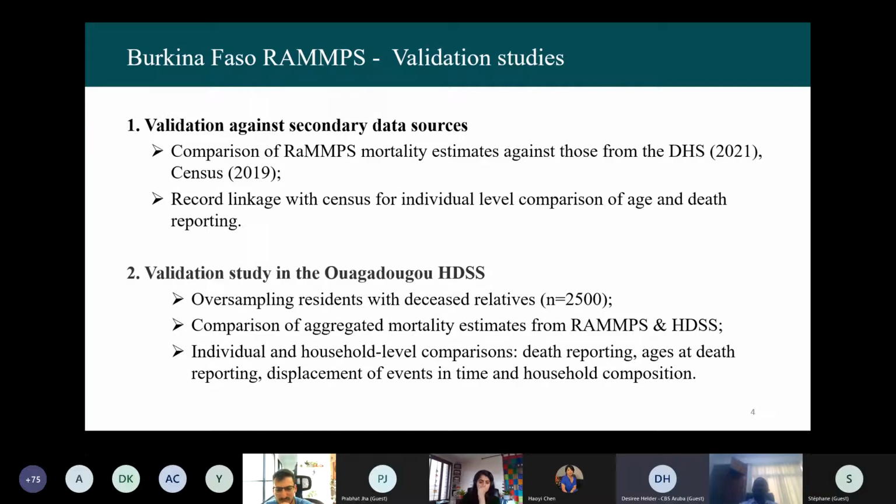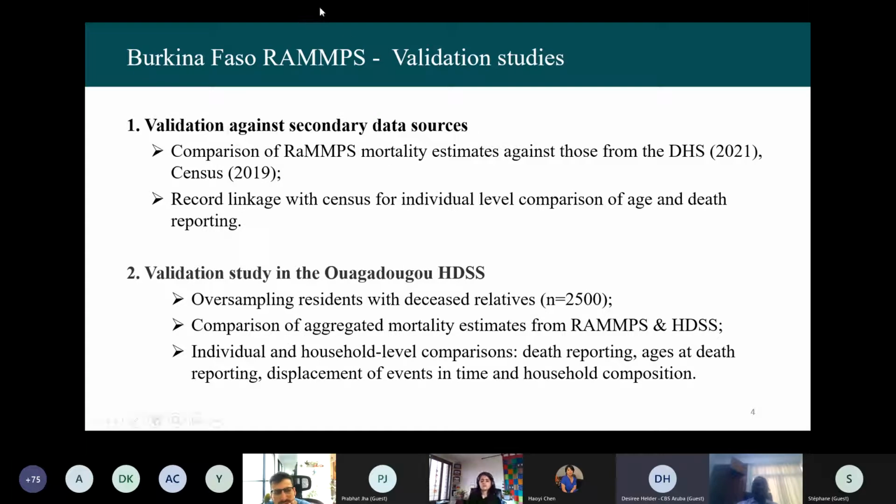And for the case of Burkina Faso, we rely on the DHS that was conducted in 2021 and the 2019 census. So the idea will be to compare aggregate mortality estimates between the NAMS, the DHS, and the census. And for the census, we can try to conduct individual level analysis in order to study errors on ages and also to study death reporting. This is the first step that we will undertake to validate the NAMS strategy.